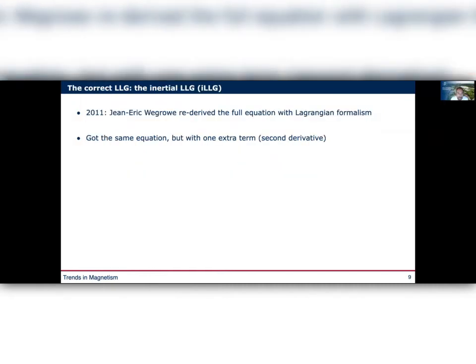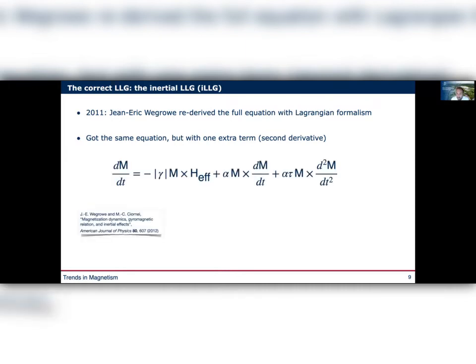The person who actually thought about how to do this in a formally correct way was Jean-Éric Vegros, who rederived the full equation using a Lagrangian formalism. And he got, of course, a very similar equation, but with one extra term, which has the second derivative of the magnetization in it. Basically, the first part is exactly the LLG, but what is extra is this term.